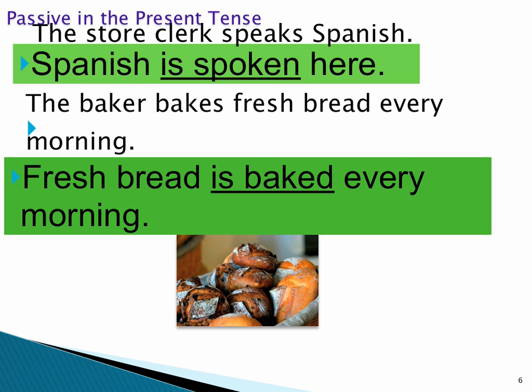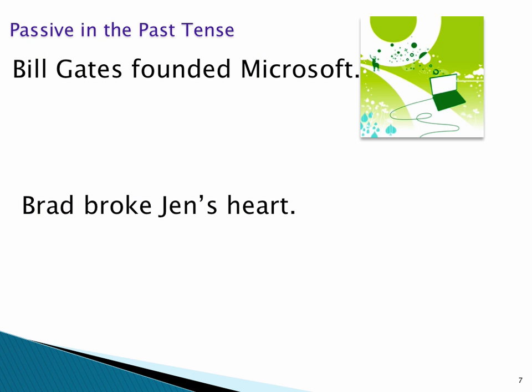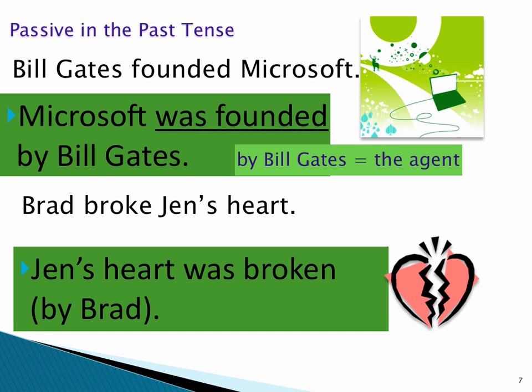When the object of the passive voice sentence is introduced with the preposition by, we call it the agent. Sometimes you don't need to mention the agent. If your listener or reader knows that it was Brad who broke Jen's heart, you can simply say, Jen's heart was broken.